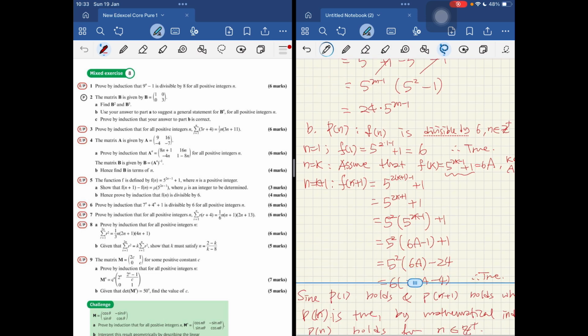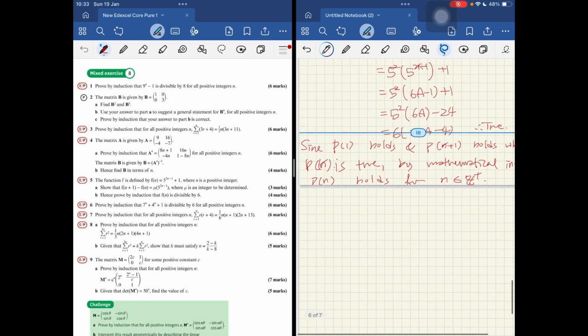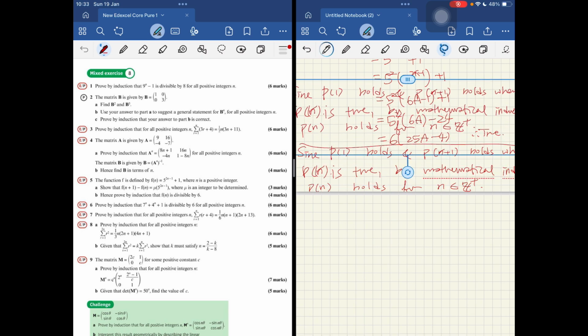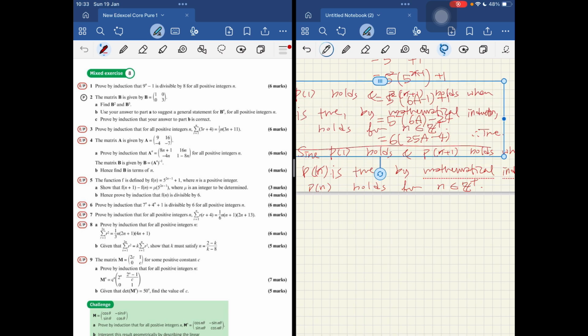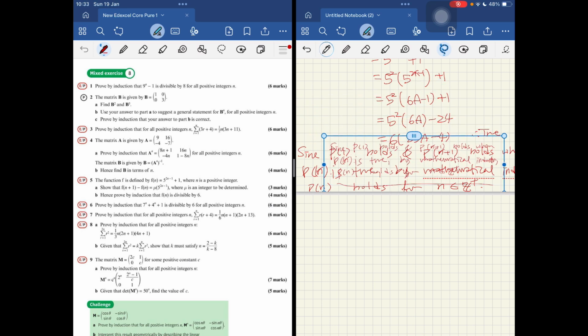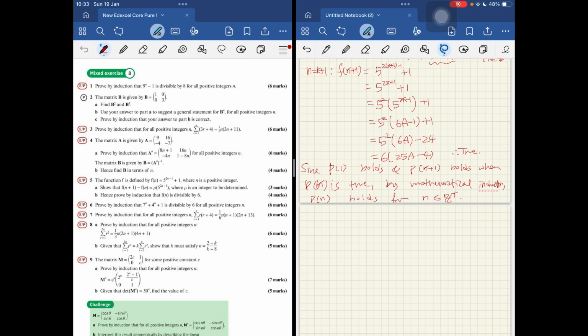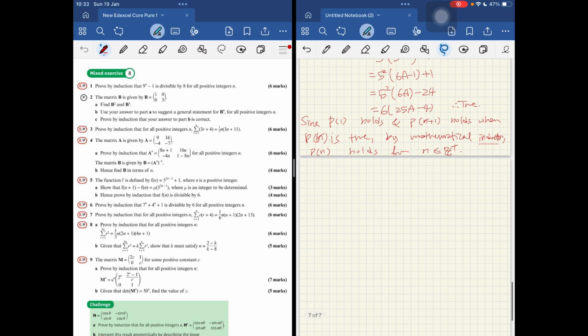Therefore, since P1 holds, what am I doing? P1 holds and P(k plus 1) holds when Pk is true, by mathematical induction, Pn holds for n in Z plus.